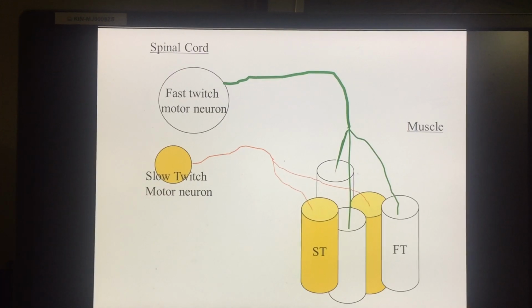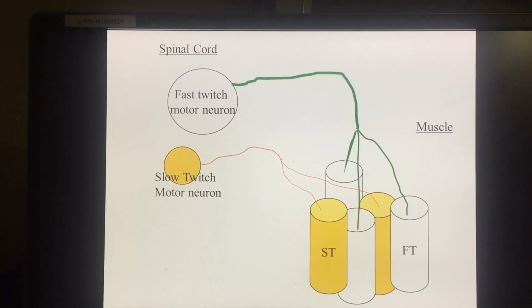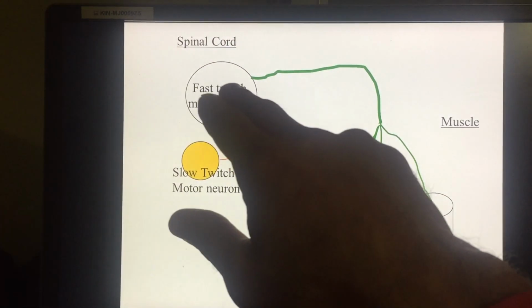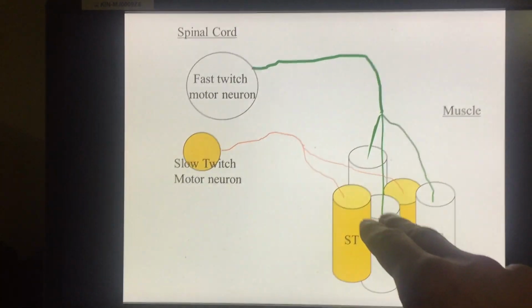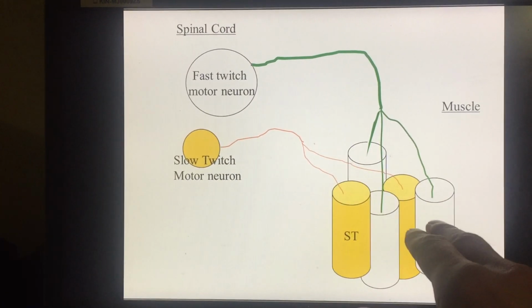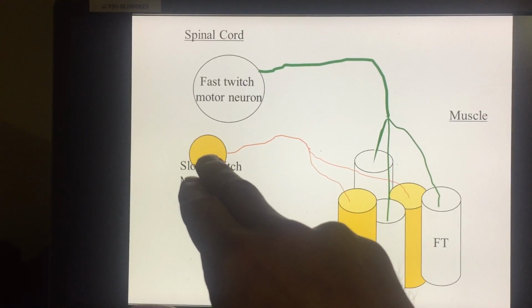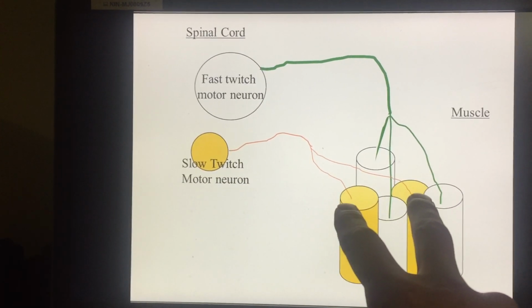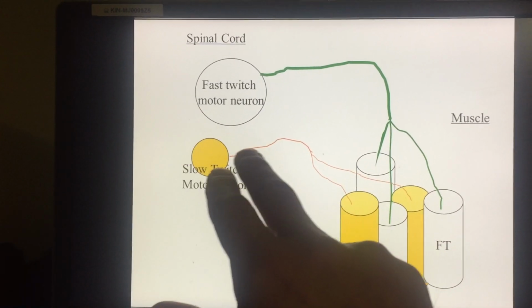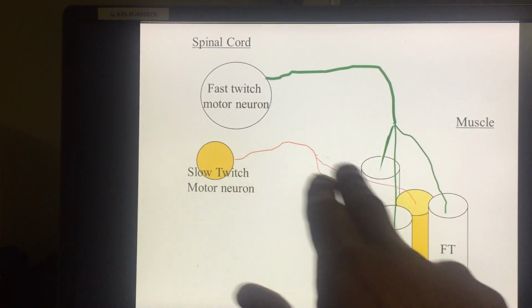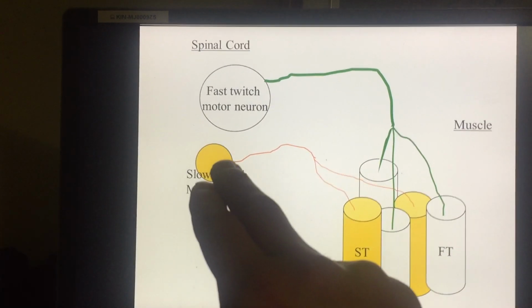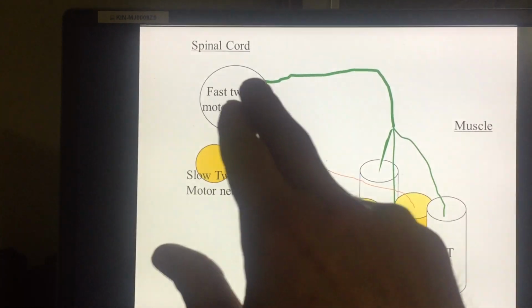Just a refresher, this is a picture of two motor units. You've got one here, it's the motor neuron, connected to all its muscle fibers. It's 3 muscle fibers. And then you've got a second motor unit here that's also connected to its muscle fibers. Motor neuron connected to its muscle fibers. So this is one motor unit and this is another motor unit.